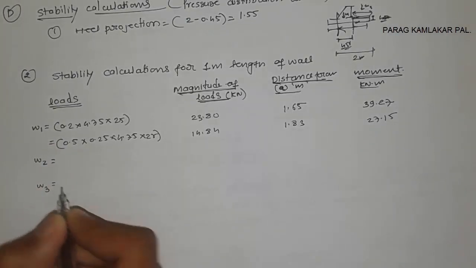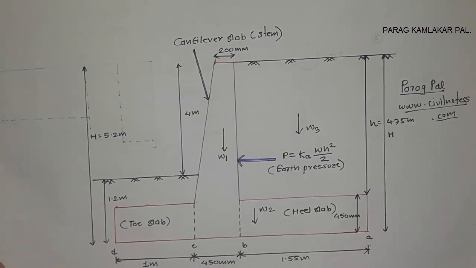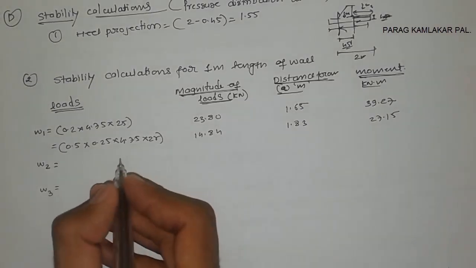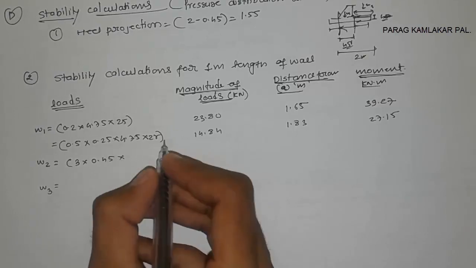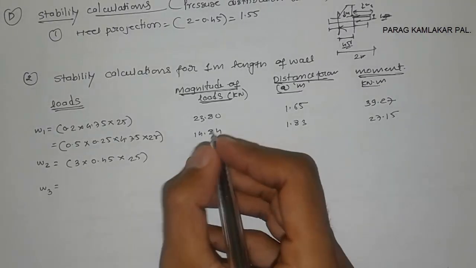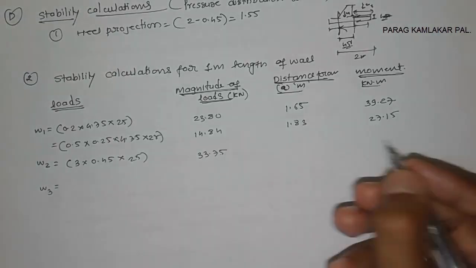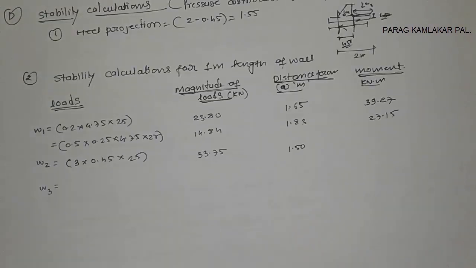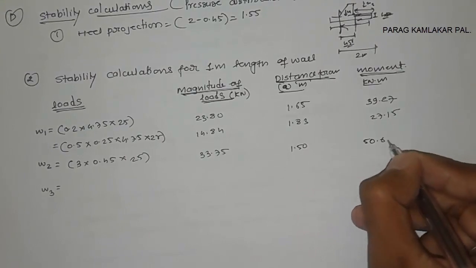Okay, so for the value of W2, we are going to calculate. Here the total distance is 3 meter, 0.45 is the height, and 25 is the unit weight. So it is 3 multiplied by 0.45 multiplied by 25, which gives 33.75. The distance is 1.5, up to this point, so I take 1.5. The moment we get is 50.62.